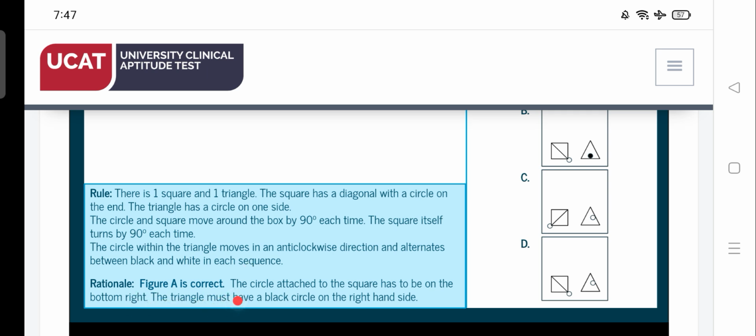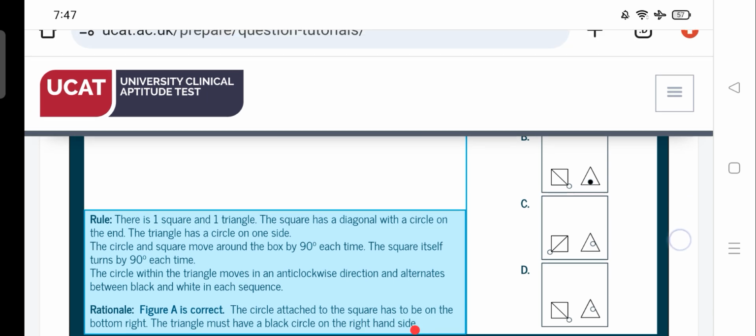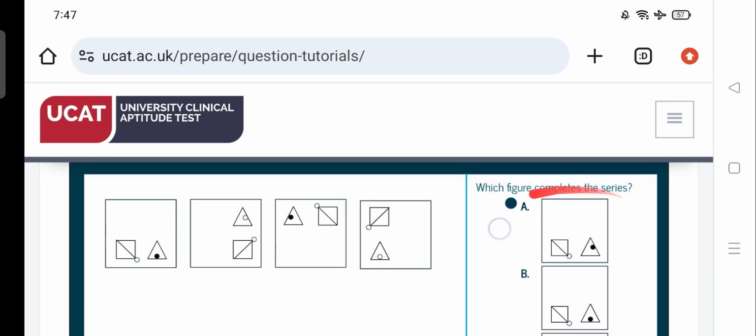So figure A is correct. The circle attached to the square has to be on the bottom right. The triangle must have a black circle on the right hand side. So here we have this option, this set of shapes is the correct one to complete the series.